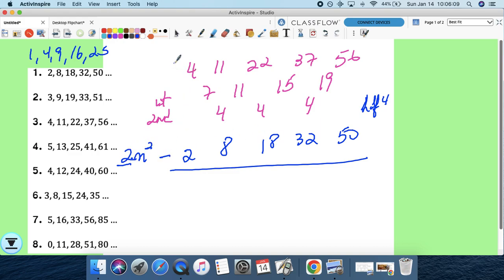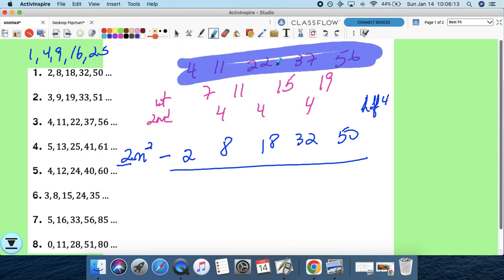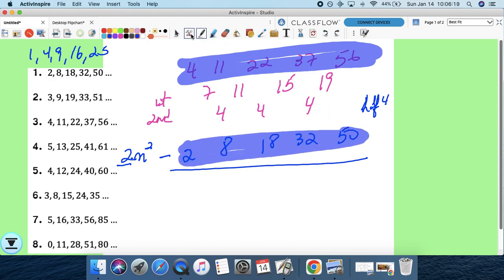Now let's subtract. This is my original sequence, and from that I'm going to remove the 2n squared sequence, and I'm going to be left with hopefully something else. So in this case, 4 minus 2 is 2, 11 minus 8 is 3, this is 4, 37 minus 32 is 5, and 56 minus 50 is 6. All right, now I have a sequence.